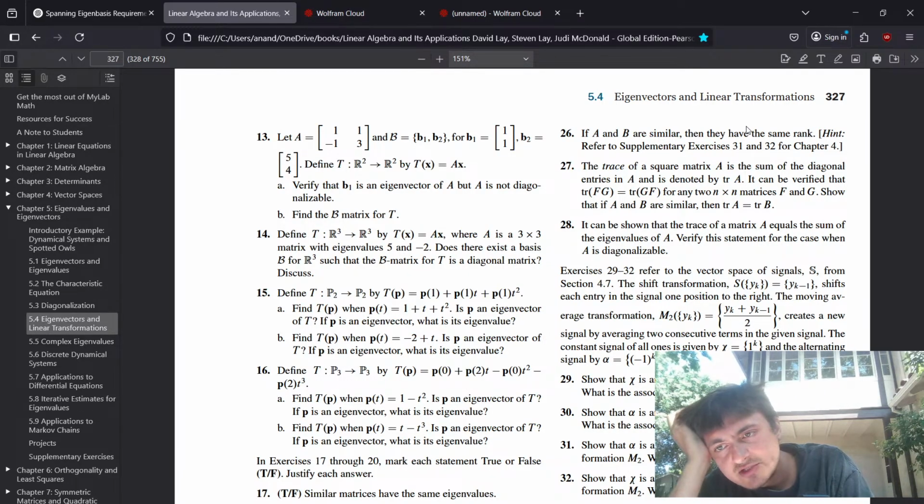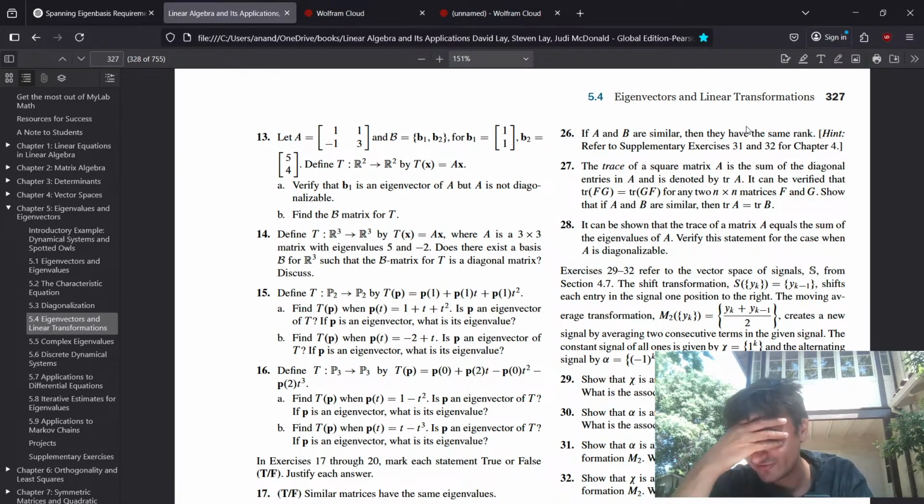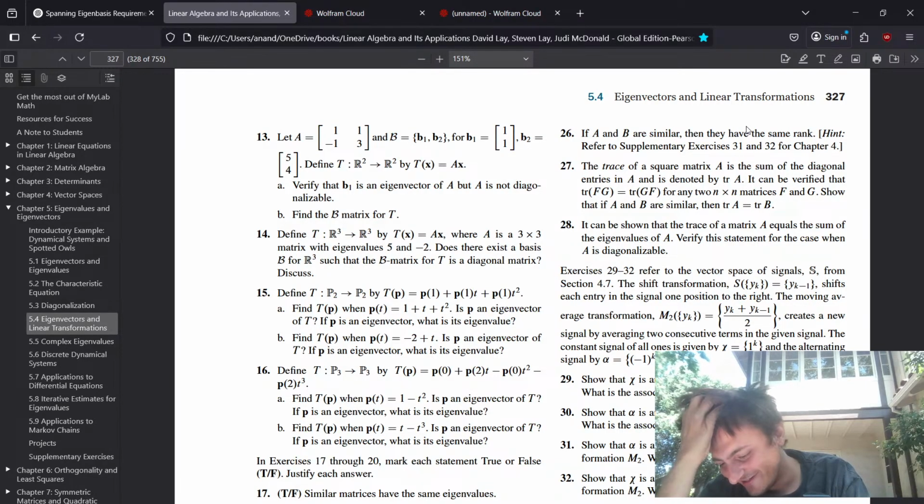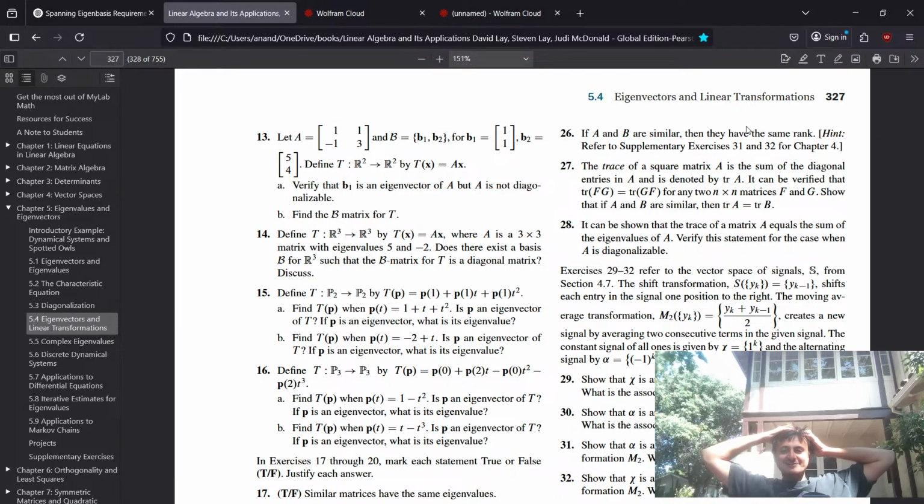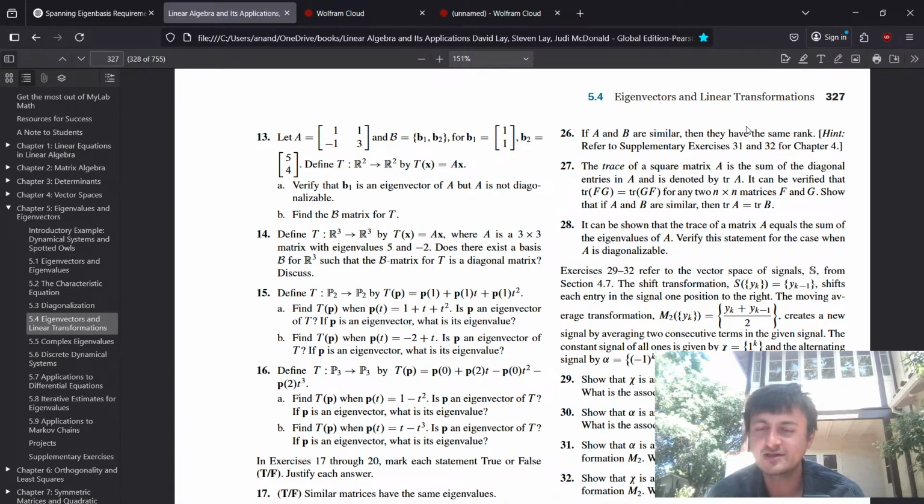28: it can be shown that the trace of a matrix A equals the sum of the eigenvalues of A. That's always true? Oh, okay, you verify it for when it's diagonalizable. Wait, that's actually crazy. The trace of A is equal to the sum of its eigenvalues? That's true for any square matrix? Verify when it's diagonalizable. So you say A is equal to PDP inverse.